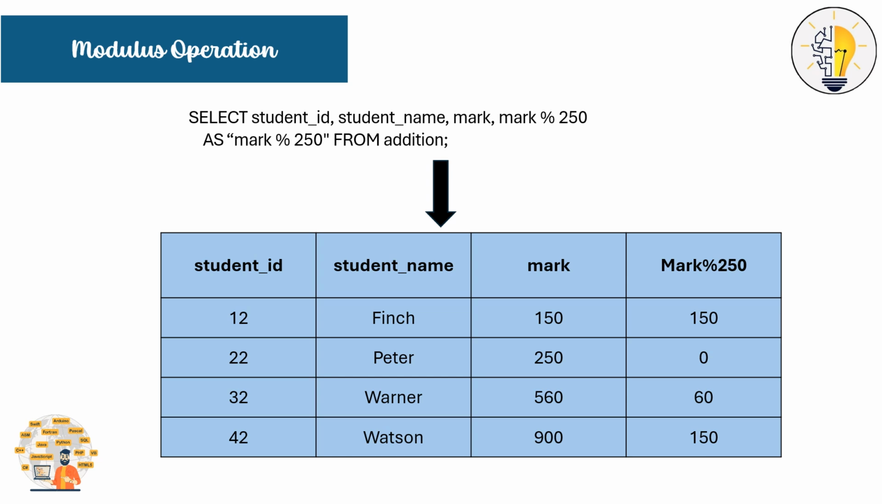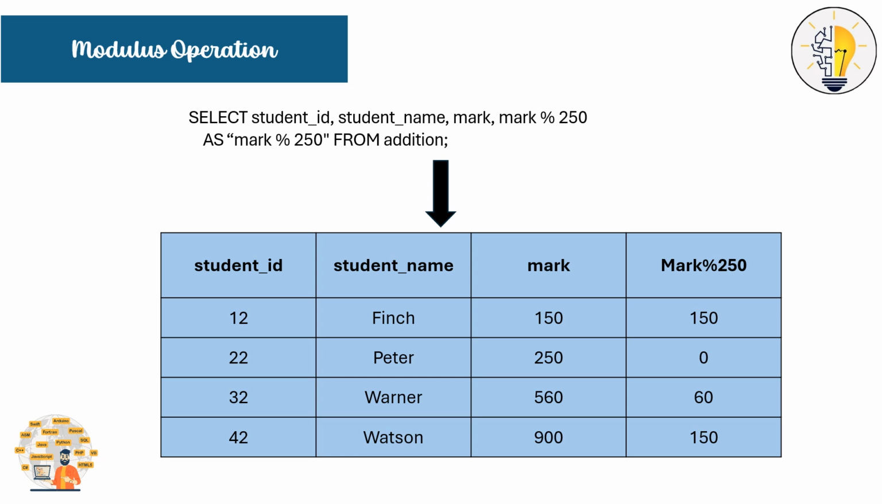Now you are going to divide each value of mark by 250, that is modulus 250. Here you can see 150 when you divide it by 250, obviously you cannot get anything because 250 is greater than 150. You start with 0 point. So it is not divisible, and the same remains 150. Now 250 divided by 250, the remainder will be 0.